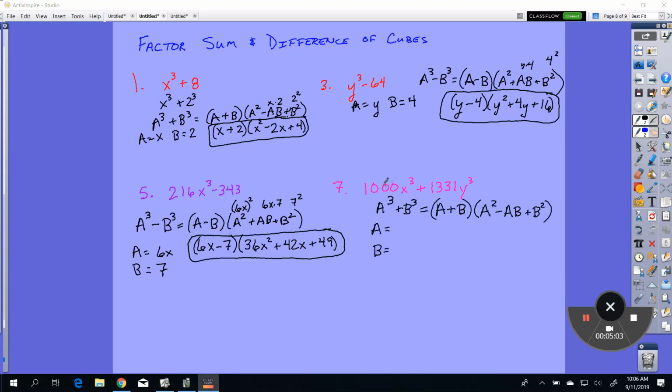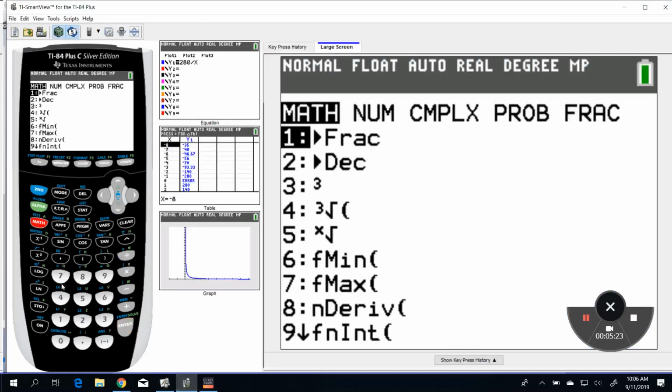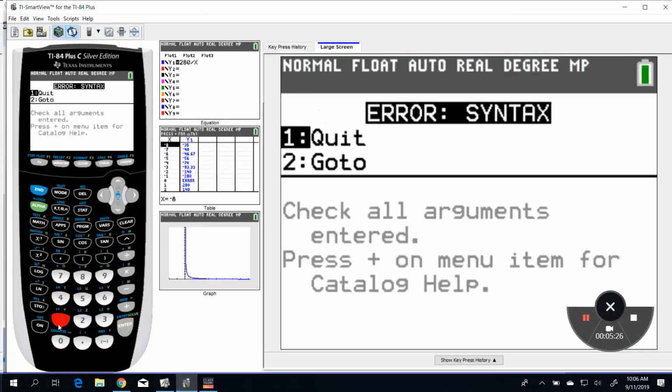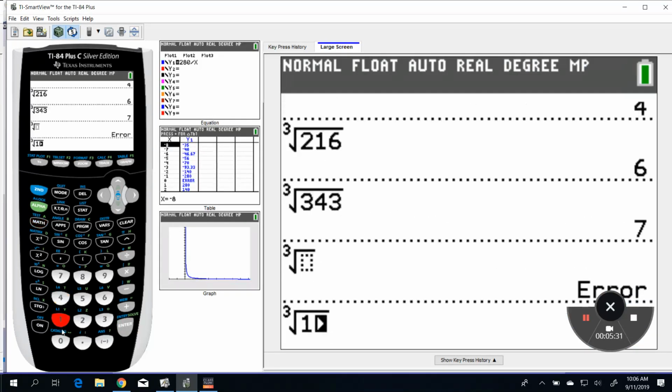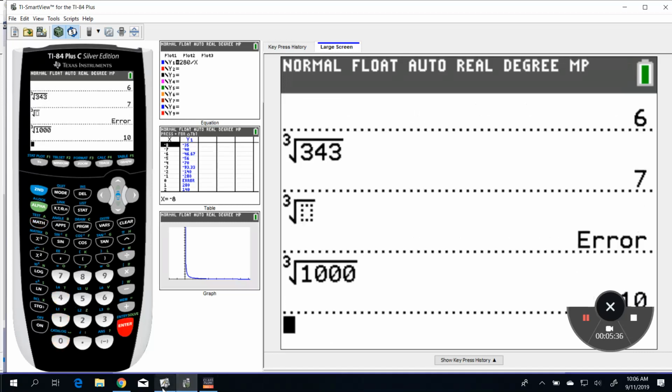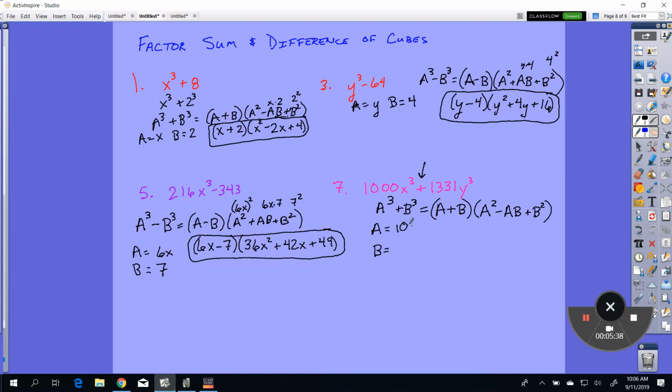Okay, so on number 7, you need to figure out what A and B are going to be, but you also need to realize that there's a plus between those, right? And they're both cubed terms, so that's my hint. They're both cubes. So I'm going to use the A cubed plus B cubed formula. So I wrote it down. And now I'm going to go to my calculator and I'm going to find the cube root of 1,000. So the cube root of 1,000 is 10. So I'm going to put that A is 10x.